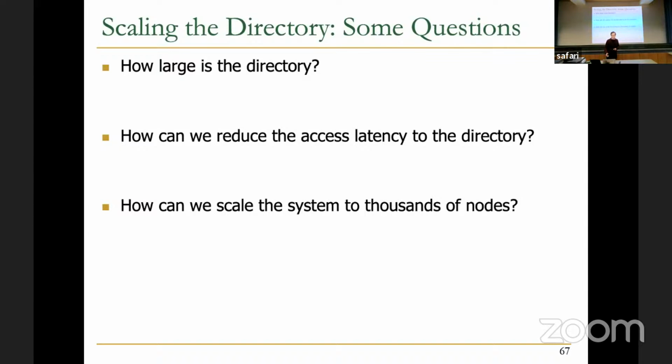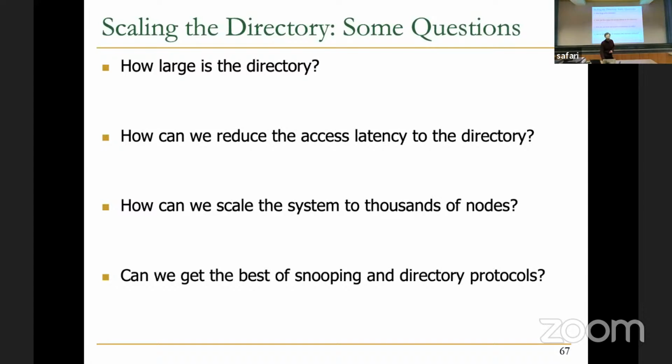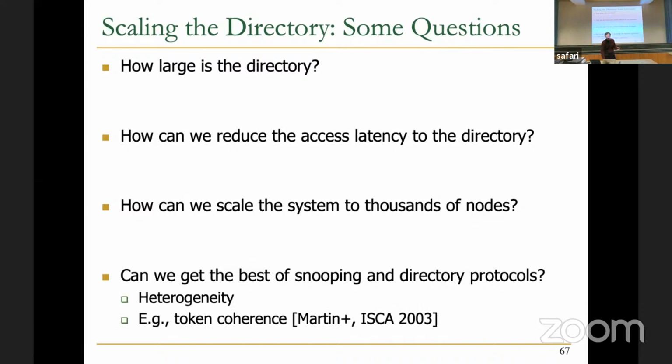How can we scale the system to thousands of nodes? When you start scaling, all of these become issues. And can we get the best of snooping and directory-based protocols? Basically, that's what's usually done today, as I mentioned earlier. Usually you have some snooping parts, and then within 16 processors, there's some snooping that happens. But if you need to go out of that, you have directory messages that scale to the system. So usually what we have is hybrid today. So there's heterogeneity.